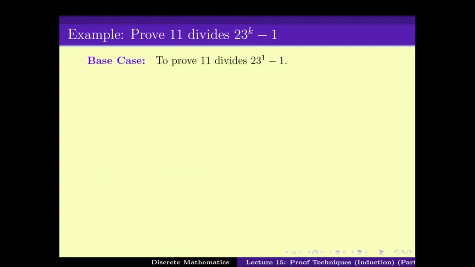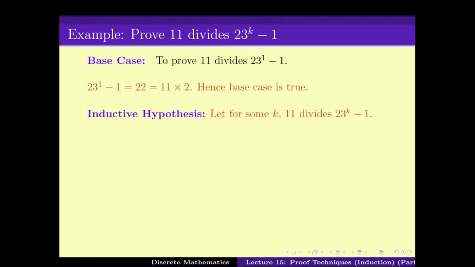First of all, the base case, 11 divides 23 power 1 minus 1. Now this is obvious because 23 power 1 minus 1 is 22, which is 11 times 2. Now the inductive hypothesis states that 11 divides 23k minus 1. Now assuming this, we have to prove that 11 divides 23 power k plus 1 minus 1. Now let's see how to solve that.